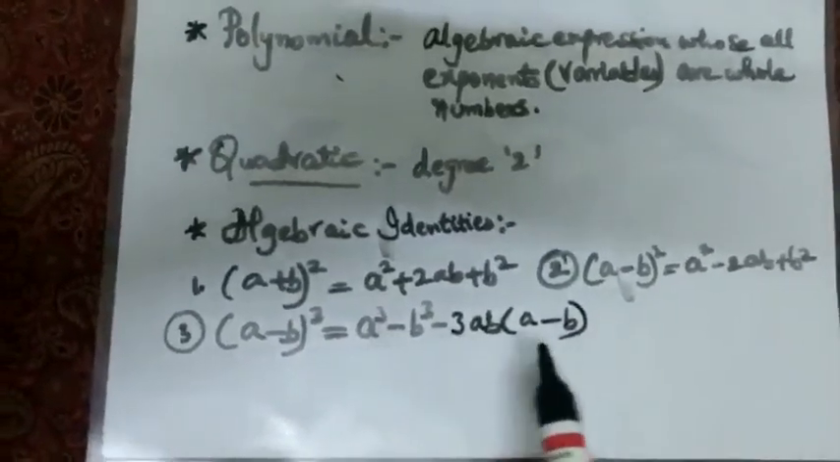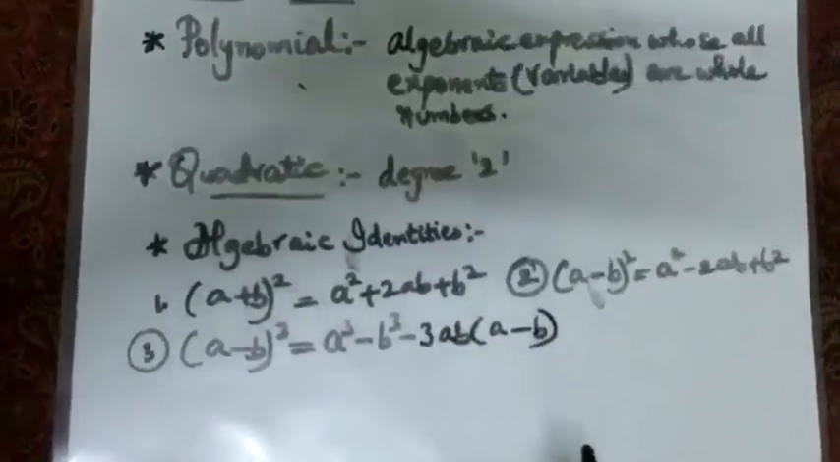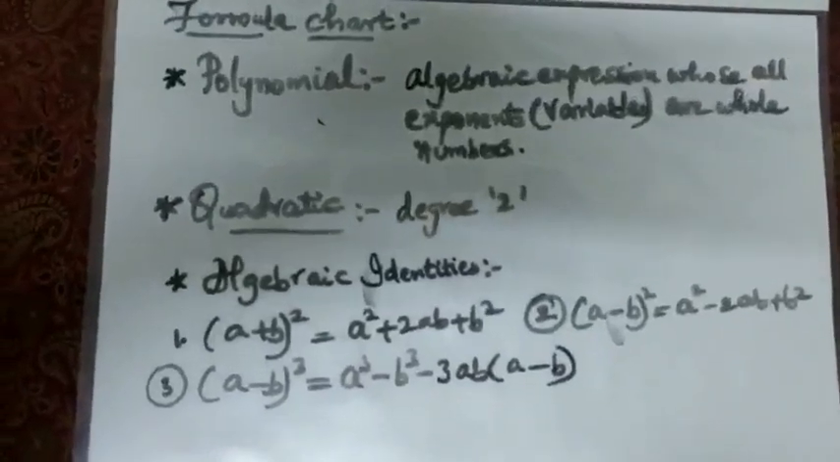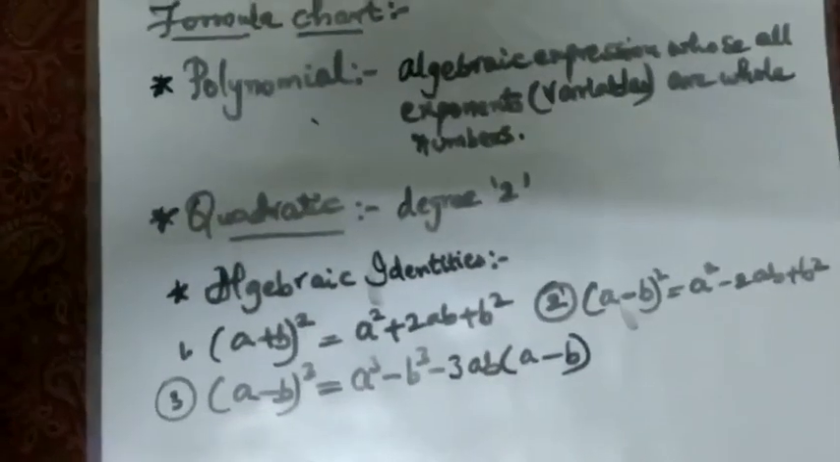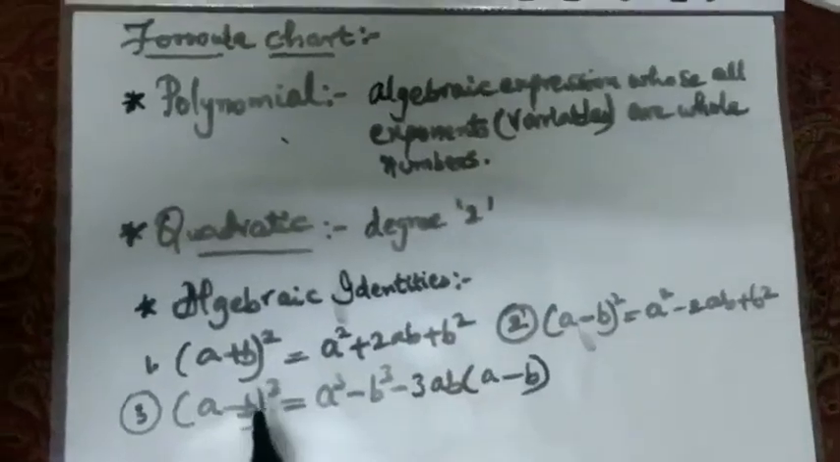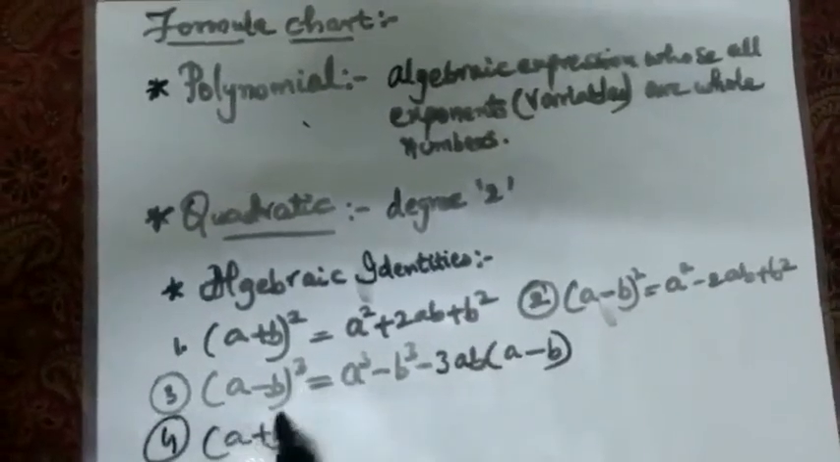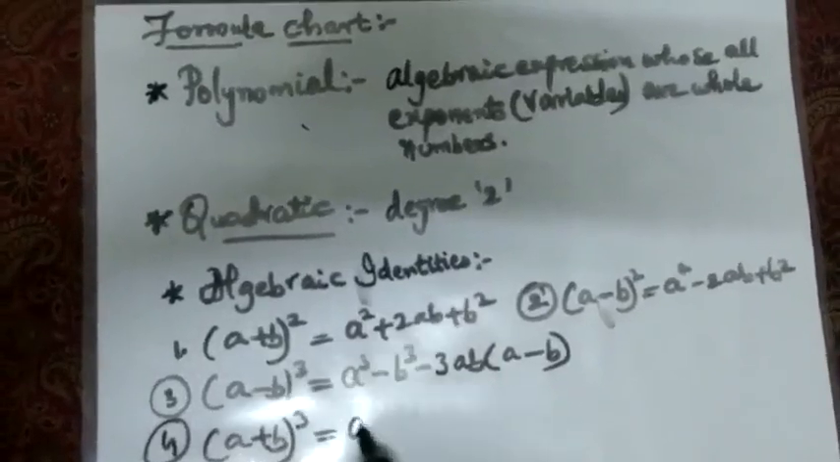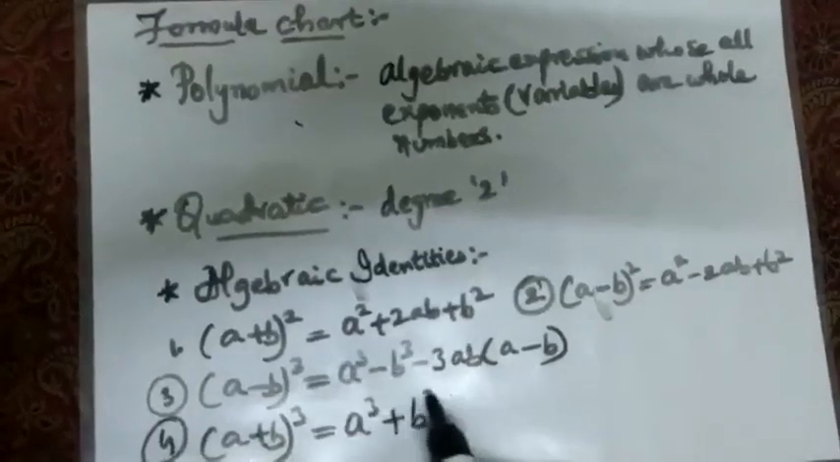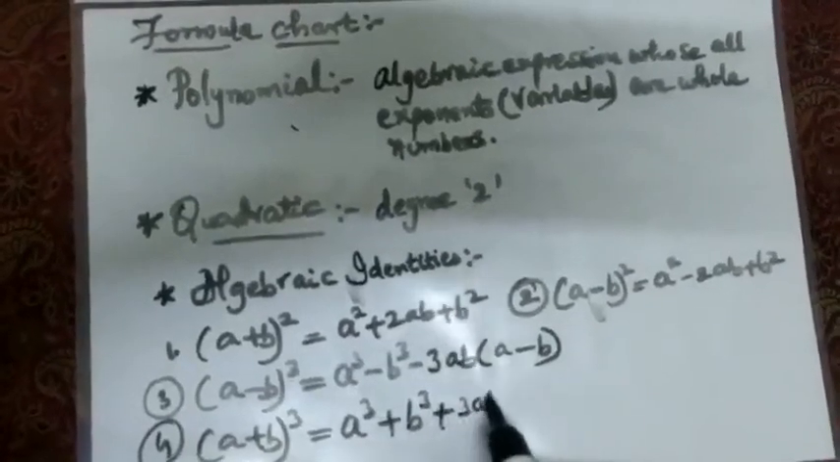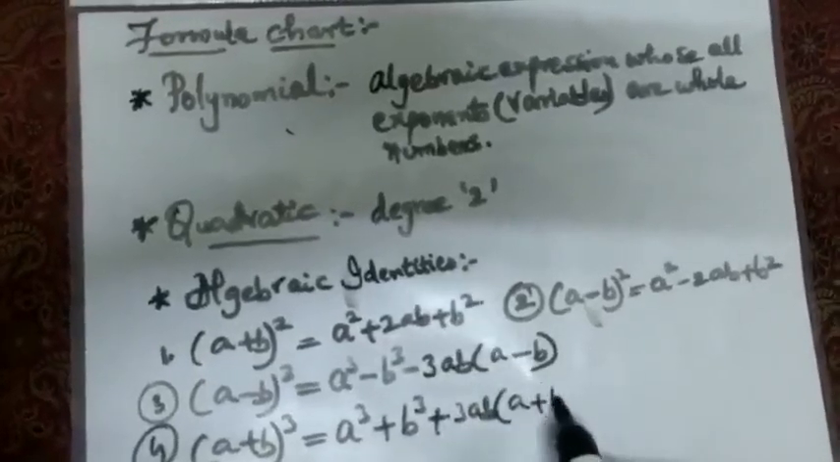You will see a different formula in different readers also. They are also correct. Whatever you feel correct or whatever you feel easy, you please learn that. Okay, and here (a plus b) whole cube. (a plus b) whole cube means a cube plus b cube plus 3ab into (a plus b).